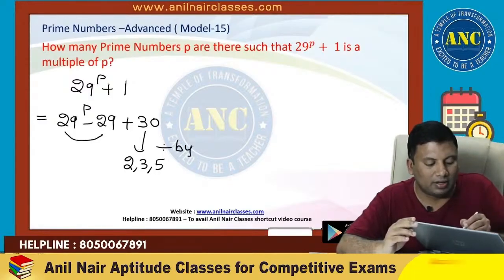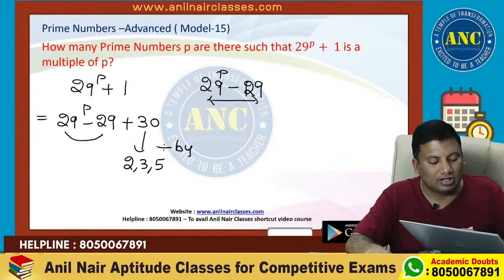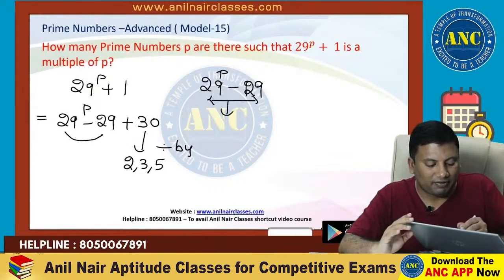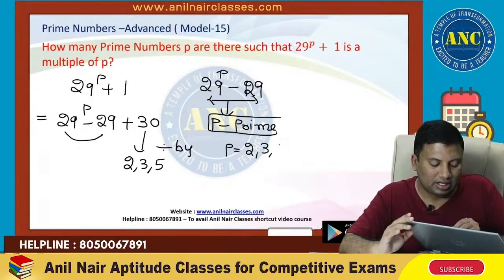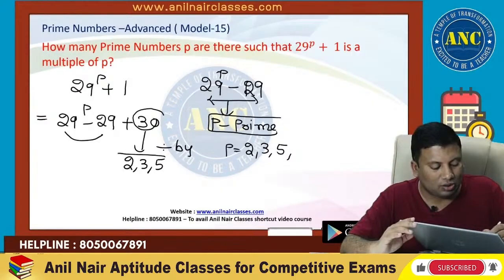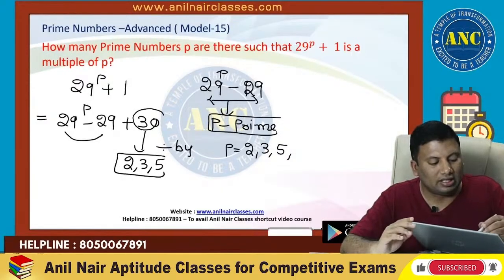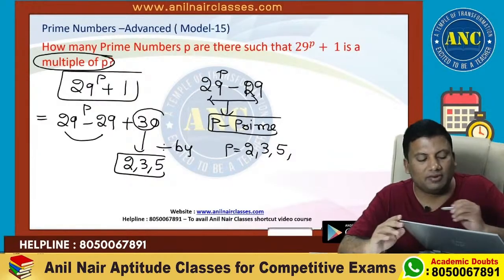Now 29^p minus 29 is perfectly divisible by p if p is a prime number. So p can take 2, p can take 3, p can take 5. So these prime factors are 2, 3 and 5, and the entire number should be divisible by p.